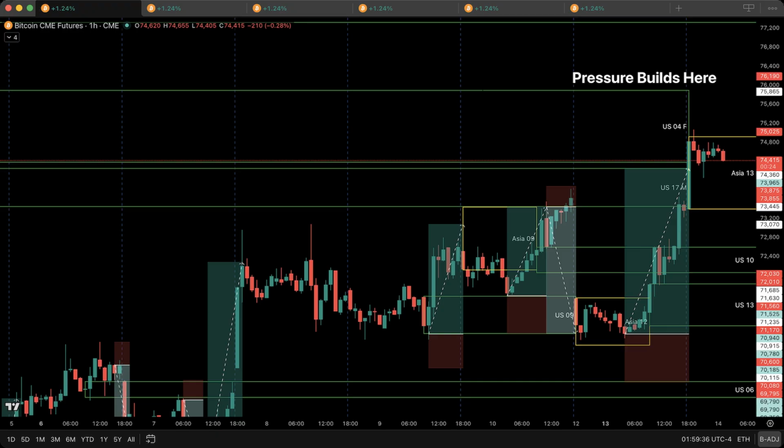Price gaps down. It returns into April 9th US session box. Now it sits inside. Price moves lower. It reaches the lower boundary. It cannot break below. It tries again. Same level. Same failure. The drop stalls.